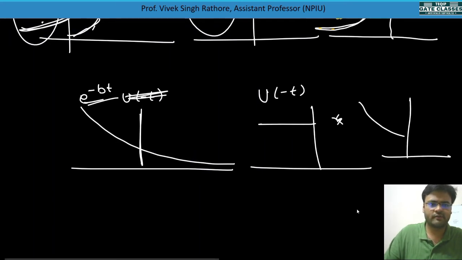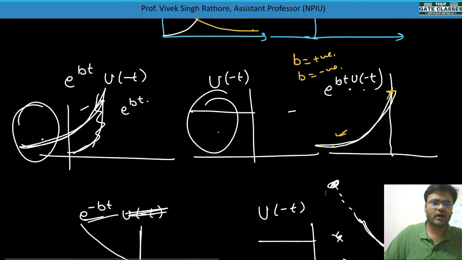Only this value will stay. This value will stay, so this value is going on till minus infinity. This value can be an infinite value, so this is also not absolutely integrable. So we will not prefer a negative value for b here. So b is equal to positive.